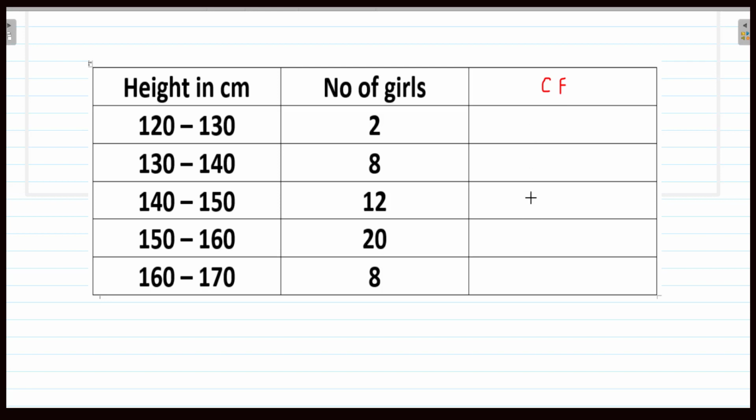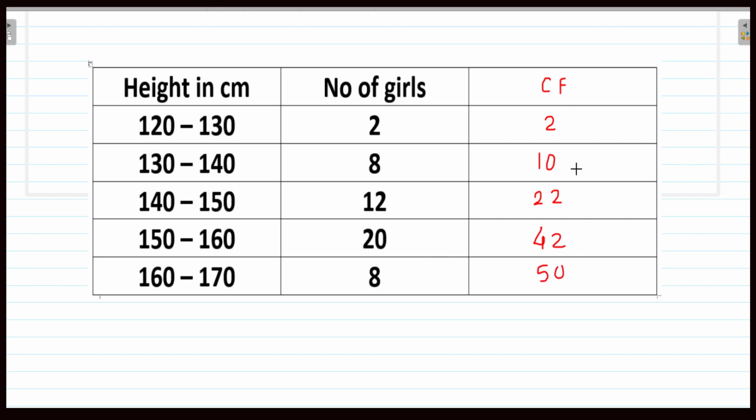Now first we will find the cumulative frequency. You know how to find the cumulative frequency, that you have studied in the 9th standard. First you write 2 as it is. Then to this 2 you add the next frequency, that is 8. So 2 plus 8 will be 10. Then to this 10 we add the next frequency, that is 12. So 12 plus 10 will be 22. Then 20 plus 22 will be 42. And 8 plus 42 will be 50.